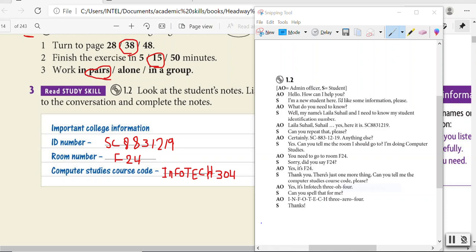Sorry, did you say F24? Yes, it's F24. Thank you. There's just one more thing. Can you tell me the computer studies course code, please? Yes, it's Infotech 304. Can you spell that for me? INFOTECH 304. Thanks.